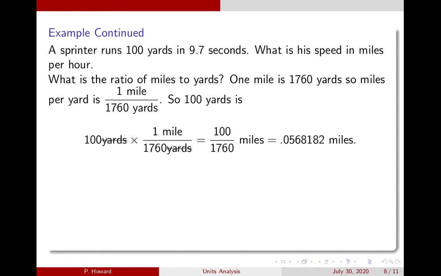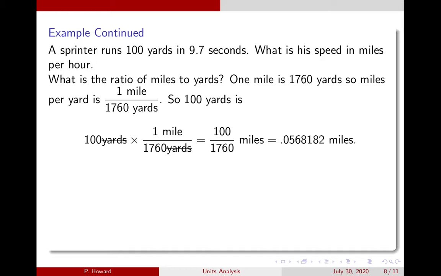So converting 100 yards to miles, we will multiply 100 yards by 1 over 1760 miles per yard. The yards will cancel. 100 over 1760 miles. And if you do the division, 0.0568182 miles. I haven't rounded off here because this is a multi-step problem, and if you round off in multi-step problems, the round-off error tends to accumulate.